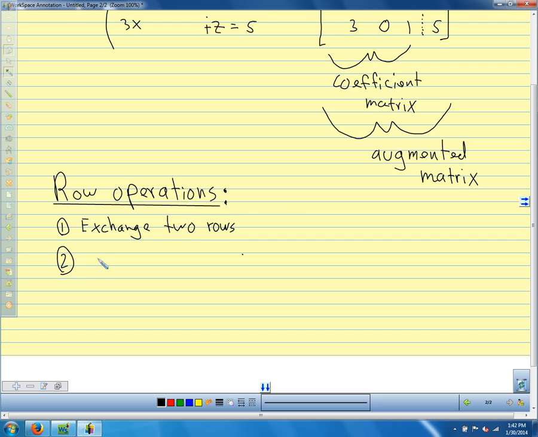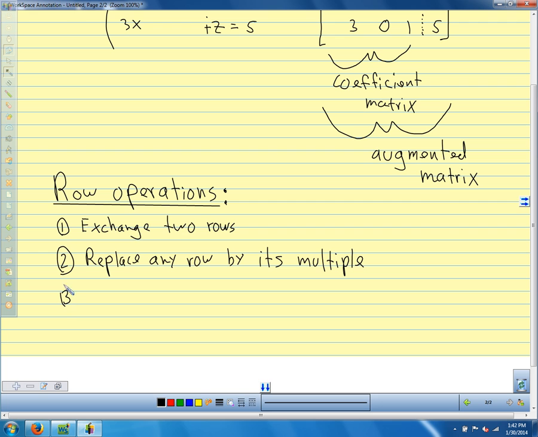We can replace any row by its multiple. So basically what we're saying is we can multiply a row by any number and then replace that row with our result.